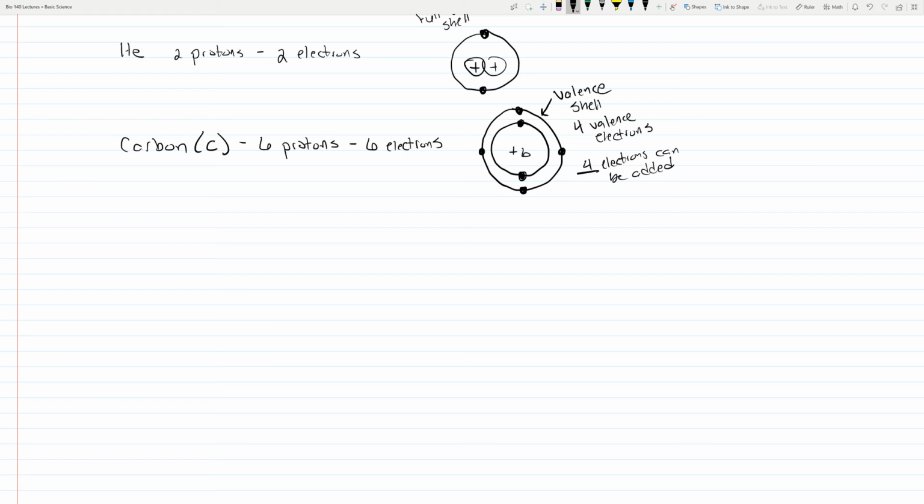Now here's what I would suggest you do. Take a look at a periodic table and go through and draw out the atoms and the electron configurations for carbon. Just do carbon again. Carbon, nitrogen, oxygen, sodium, potassium.